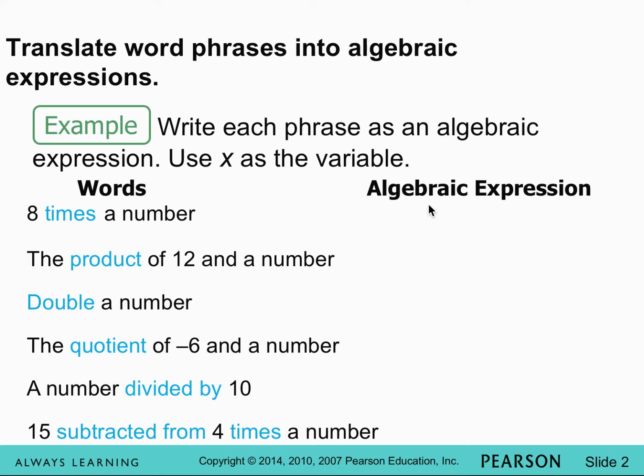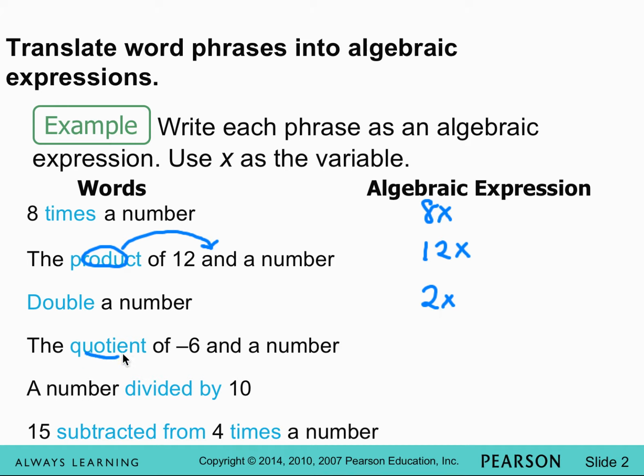8 times a number. You can put a dot between there, or you can put it in parentheses if you want, but this is 8 times a number. The product, so a multiplication goes right there. 12 and a number. Double a number. What does double mean? Right, multiply by 2. Triple, multiply by 3, right?